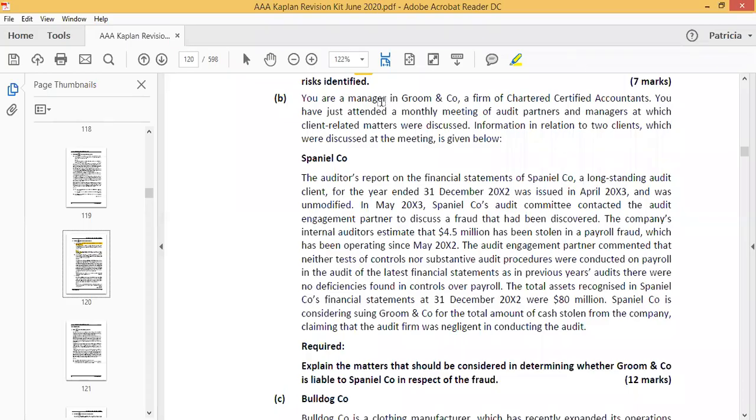So welcome back to part B of Spaniel Company, whereby we are reviewing a June 2013 paper. The next question, part B, let's go to the question requirement first so that we can know exactly what we're going to pinpoint from the question so that I can answer it accordingly. Please be aware that, as ACCA says, most students answer questions that they would like to be asked and not questions that are being asked.